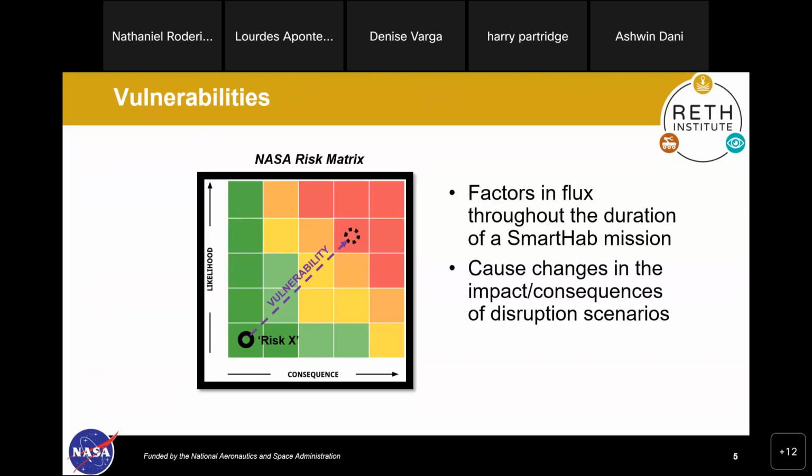The second objective was about vulnerabilities. So when I say vulnerability, I'm talking about something that affects the consequences or likelihood of a risk to SmartHab operation. This is a traditional NASA risk matrix on the slide. I'm sure most of you are familiar with it. And you can see how the vulnerability there is shifting the consequence and likelihood of that risk. And because I'm performing these simulations within the habitat simulator, and I want to have solid simulations where we're not randomizing things, we're mostly just studying the consequence of these things and the consequences that that changing severity has on our response strategy.